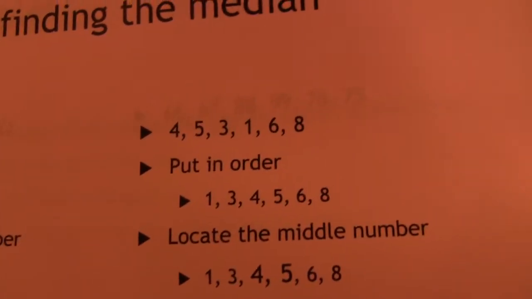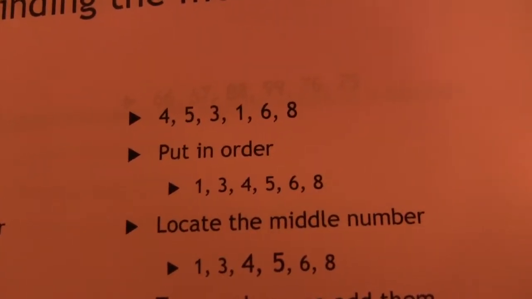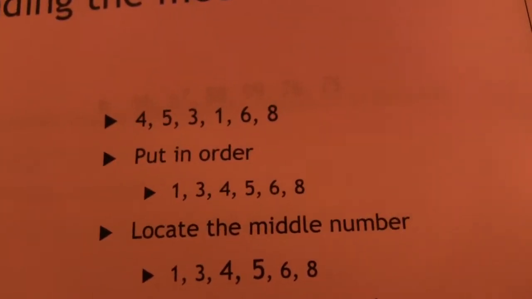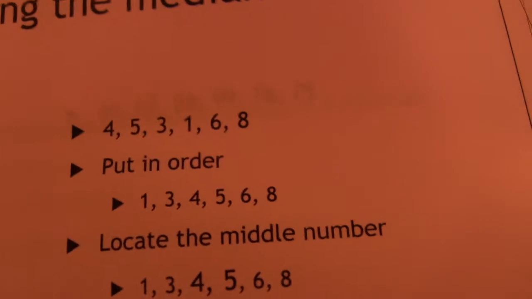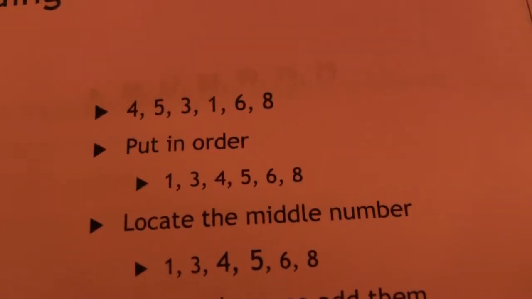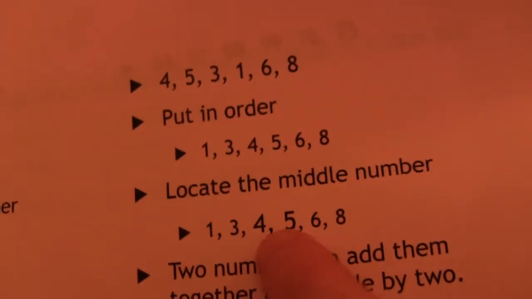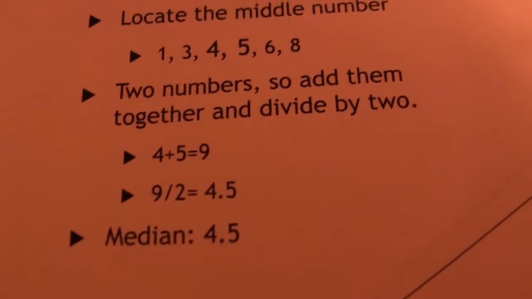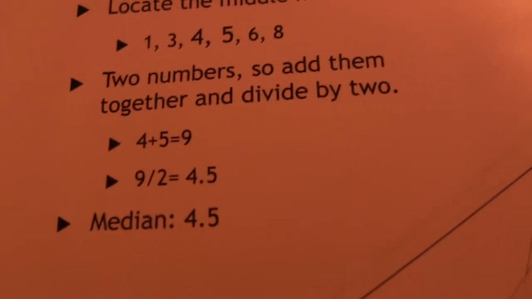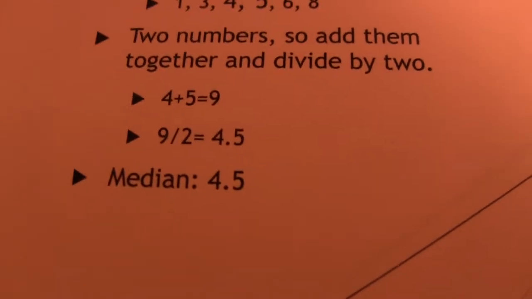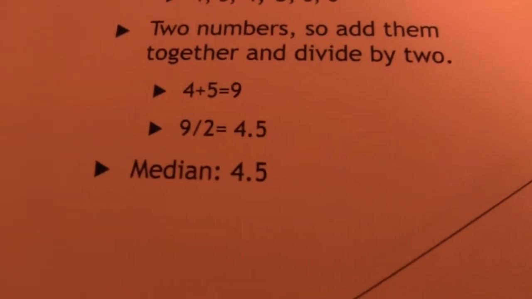Okay, and in this one, you have the numbers 4, 5, 3, 1, 6, and 8. You place them in order from least to greatest, so you'd have 1, 3, 4, 5, 6, and 8. Then you locate the middle number, and as you can see, two of these numbers are in the middle, 4 and 5. These two numbers are the median, so you add them together and divide by 2. So 4 plus 5 is 9, divided by 2 is 4.5, which gives you the median.